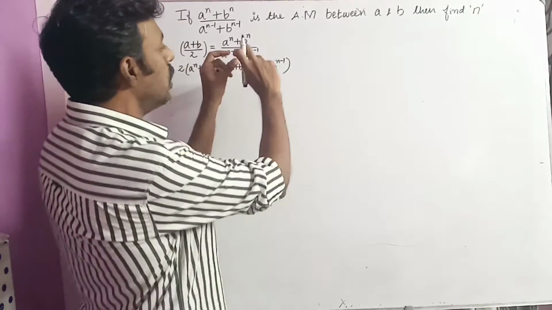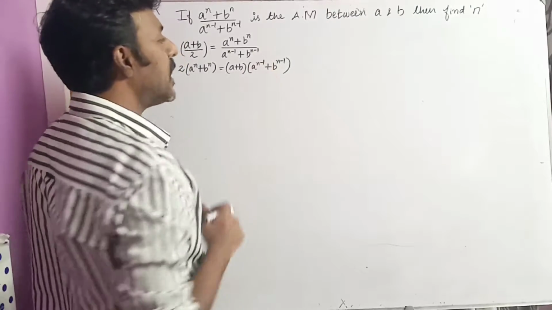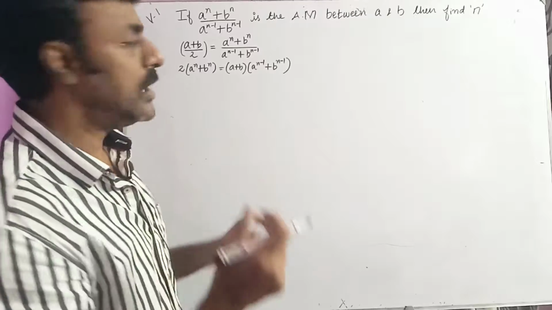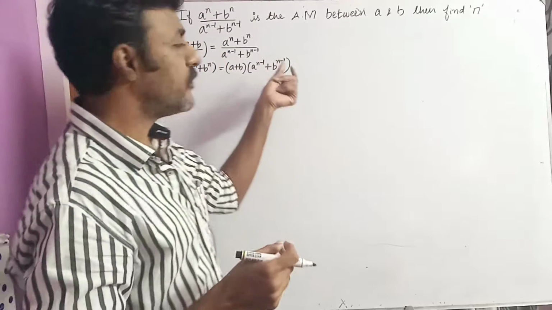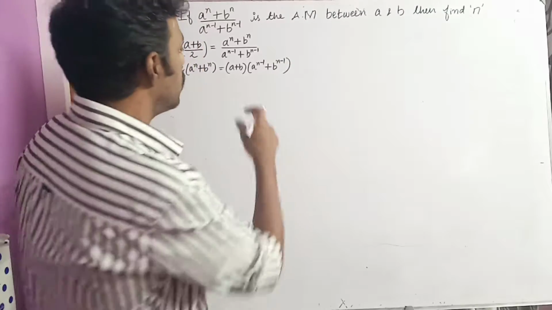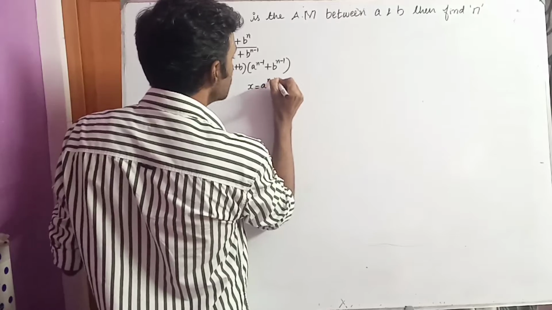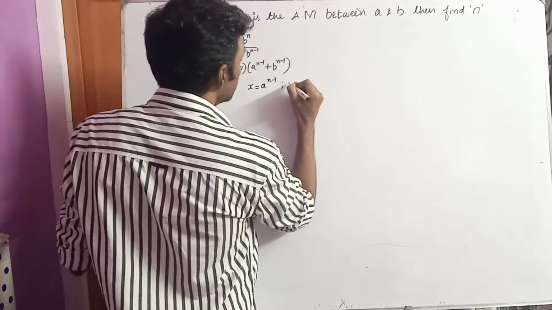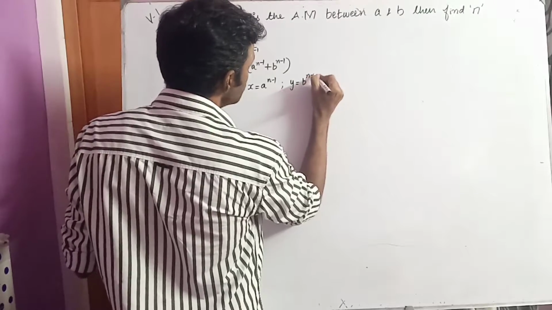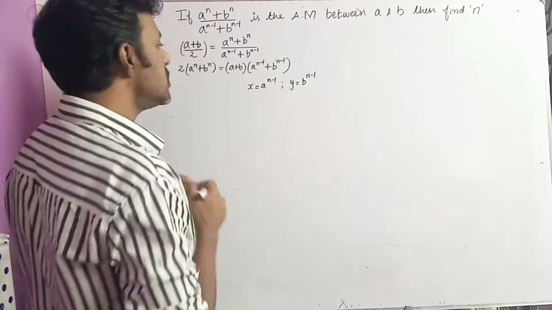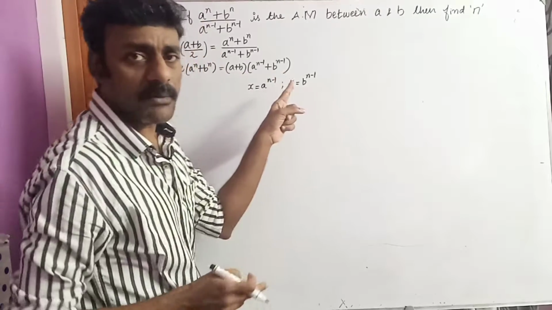In order to ease the complication, I'm going to assume a^(n-1) is a variable like x, and b^(n-1) is assigned to the alphabet y. So let x equal a^(n-1). Similarly, let y equal b^(n-1). So I got x as a^(n-1) and y as b^(n-1).